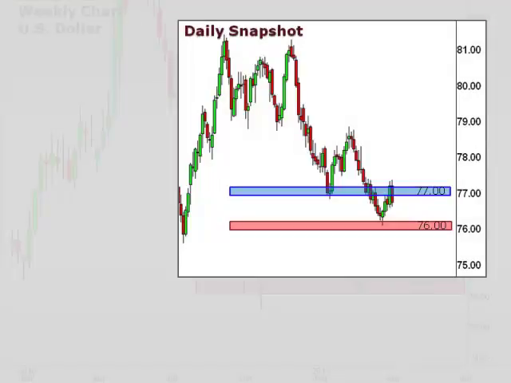Let's take a quick look at a daily snapshot. The daily chart clearly reflects the resistance level at 77, with last Friday's close suggesting a possible retest of 76.